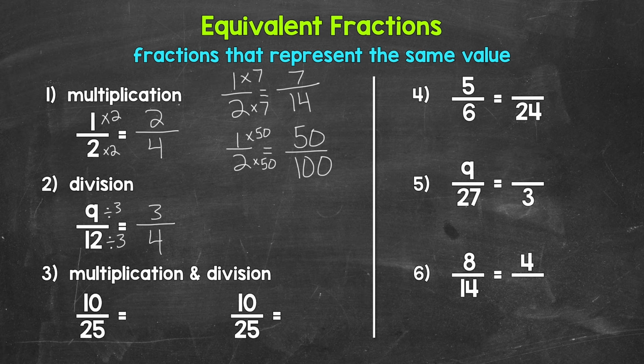Let's move on to number 3, where we will use multiplication and division. So we will find two different equivalent fractions. We have 10/25 for our fraction. Let's start with multiplication, and we will multiply the numerator and denominator by 3. 10 times 3 gives us 30, and 25 times 3 gives us 75. So we get 30/75. And these are equivalent fractions.